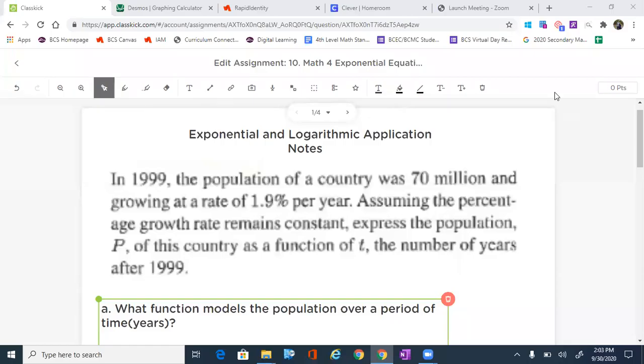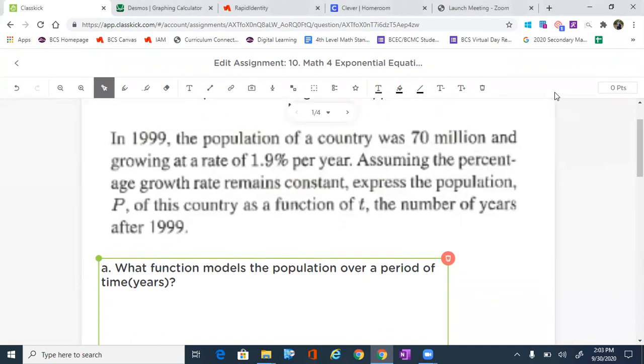Here we go, exponential and logarithmic applications. We're going to be writing an exponential equation, moving off to a logarithmic equation in the end, and using them to solve some problems.